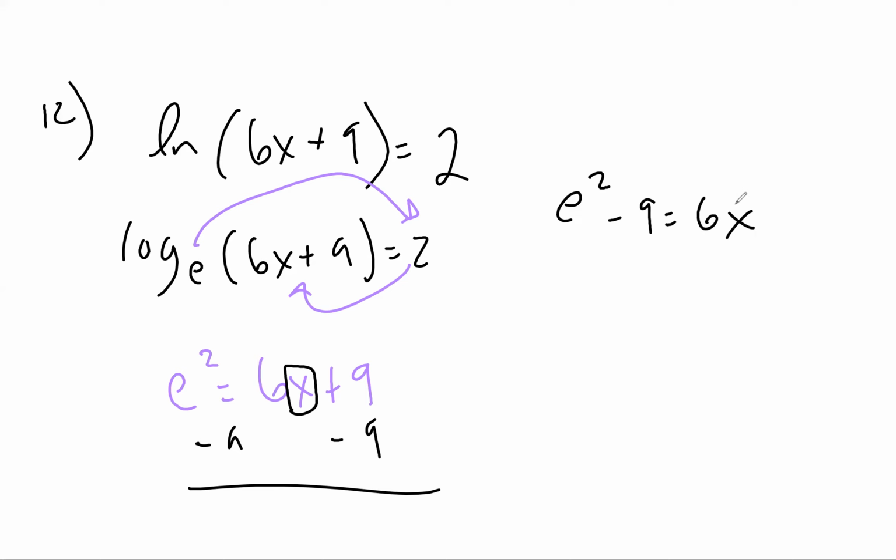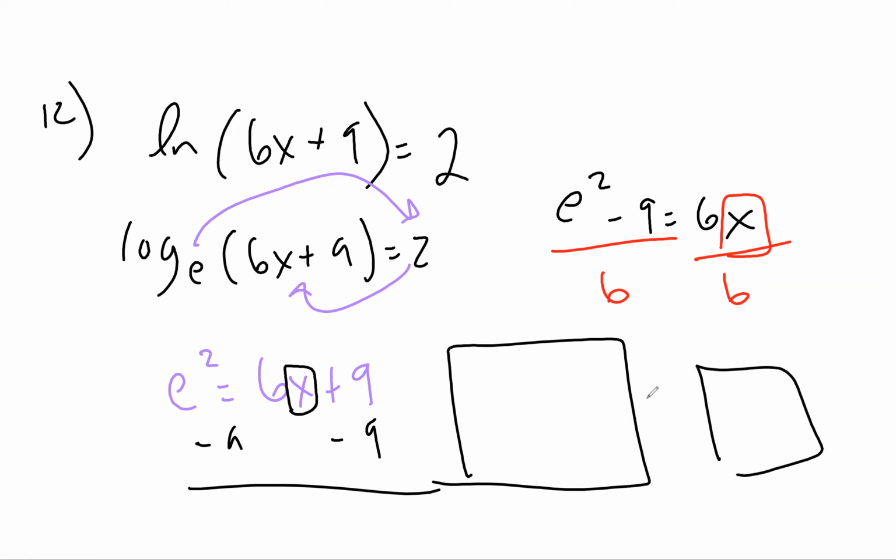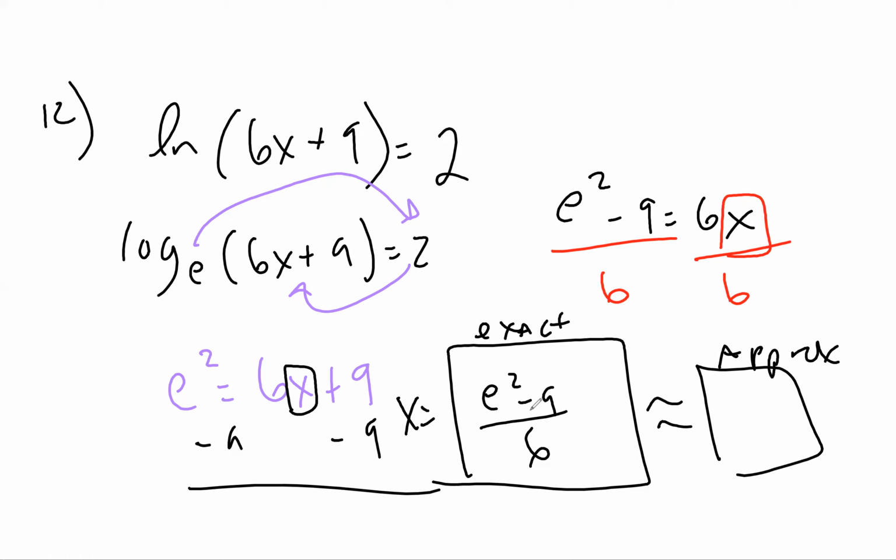Well, my x is still right here. So what do I have to do? Divide by 6. And what I do to one side, I have to do to both. Again, in Hawks, you're going to be given 2 boxes like this. This one asks for your exact answer, and this one asks for your approximation. So my exact answer is x equals e squared minus 9 over 6. Any issues on this?